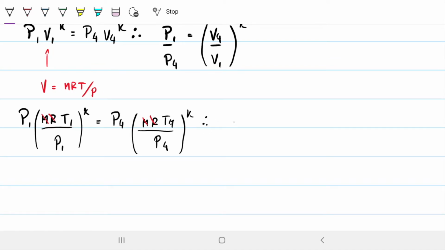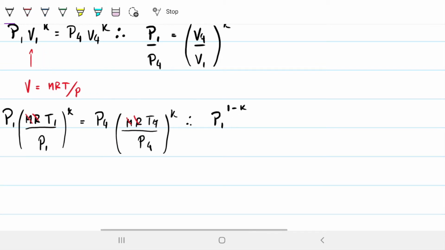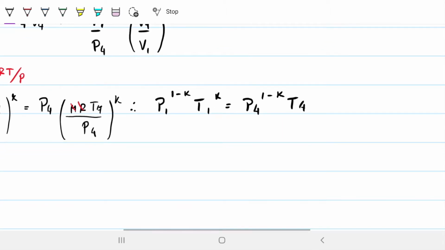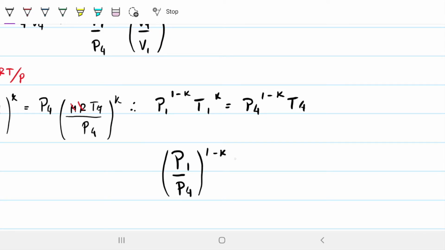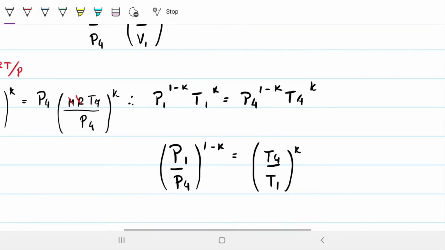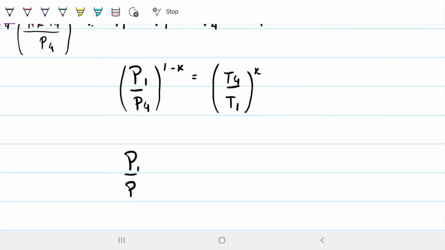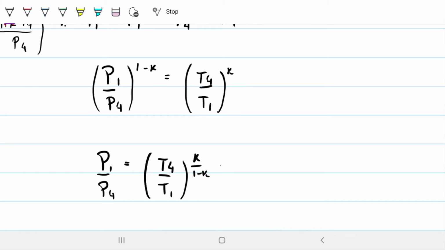So what I'll do is send the pressure over there. This is the same thing as P1 to the 1 minus K times T1 to the K equals P4 to the 1 minus K times T4 to the K, and therefore P1 over P4, which is what we want, to the 1 minus K equals T4 over T1 to the K. So we can take the root of this, and P1 over P4 will be the ratio between temperatures to the K over 1 minus K.